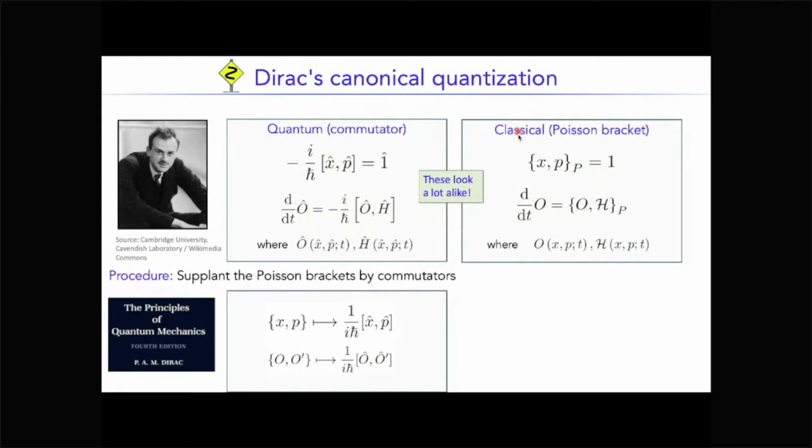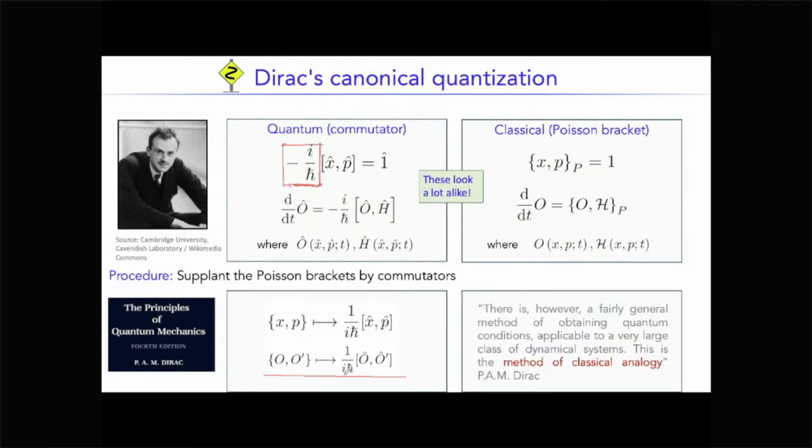And so he came up with a very simple rule. He said, well, these kind of look alike, so why don't we take the Poisson bracket and supplant it by the quantum commutator, modulo this i h bar, which is indeed very important, and I should maybe underscore it here. And all you have to do is take any classical operator, whatever it is, and just supplant its Poisson bracket by this commutator with i h bar.